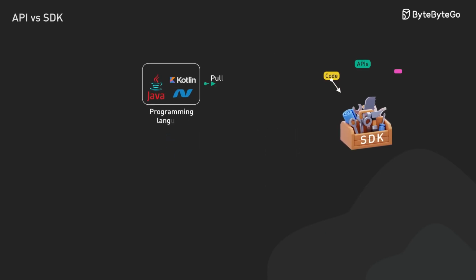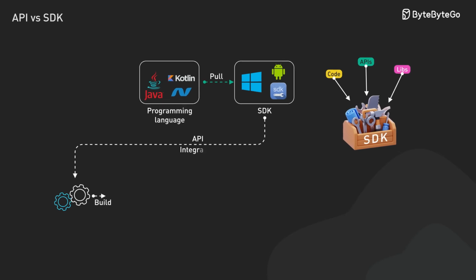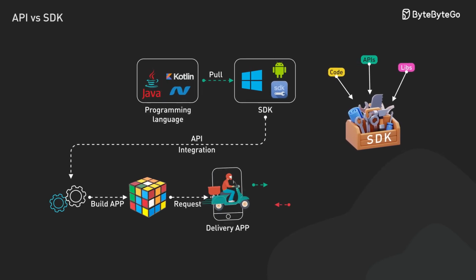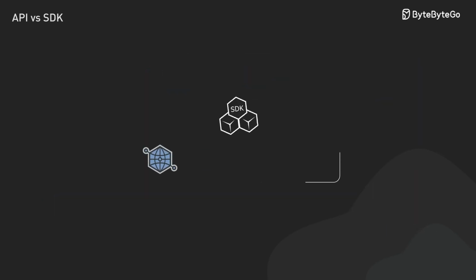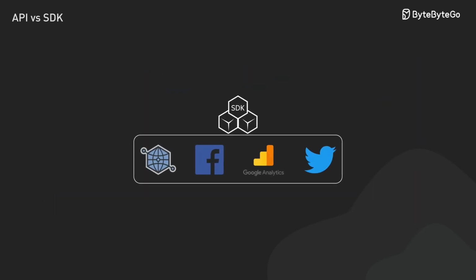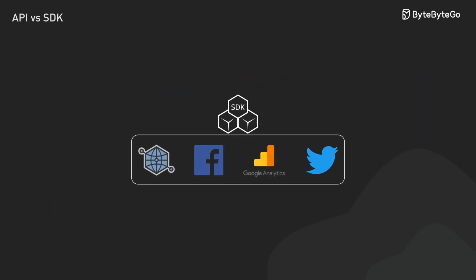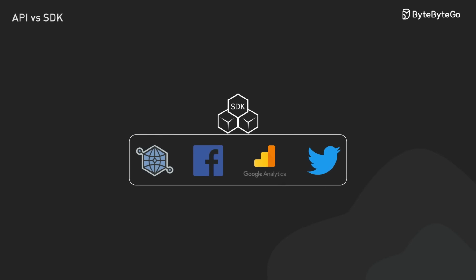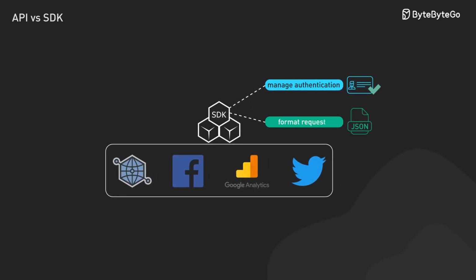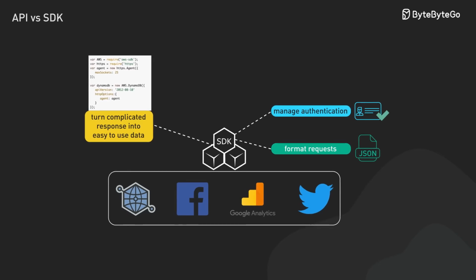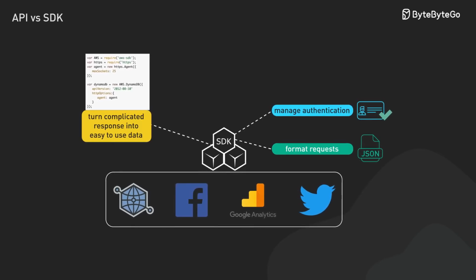A well-designed SDK takes all those platform complexities and simplifies them, making sure our apps behave consistently across different devices. Many SDKs come with pre-built API clients that make integration easy. These clients handle all the technical heavy lifting. They manage authentication, they format requests properly, they turn complicated responses into data that's easy to use in our code.